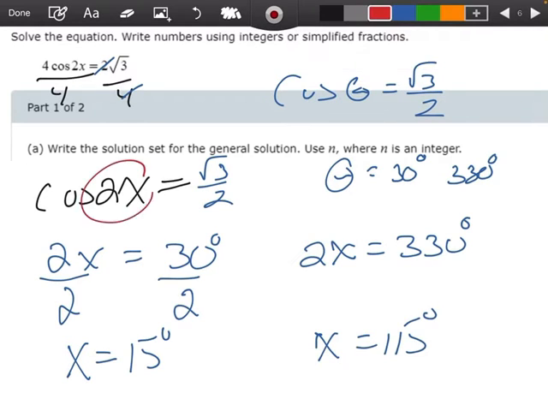Now, since we are dealing with the cosine of 2x, remember what we want to find. We want to find the period. So the period of this function is going to be 2 pi divided by 2. So the period of this function is pi. So these values are going to be reoccurring at every multiple of pi that we add, right? So look, let me come back over here. We had x equals 15 degrees, x equals 165 degrees, right?